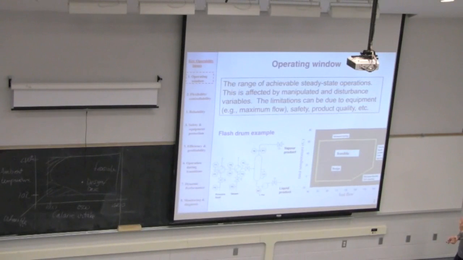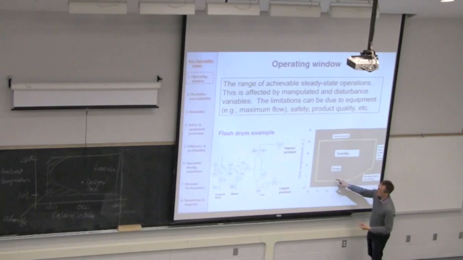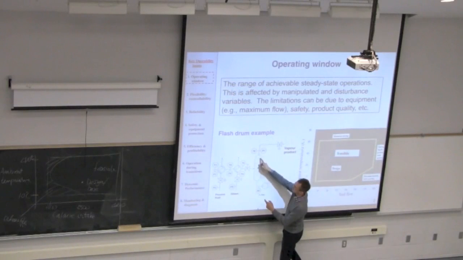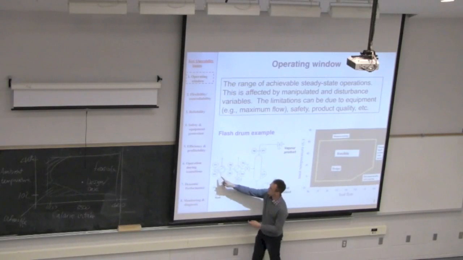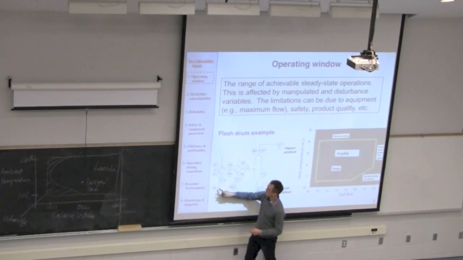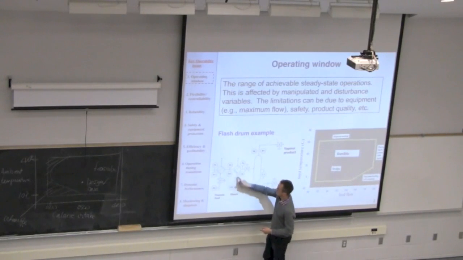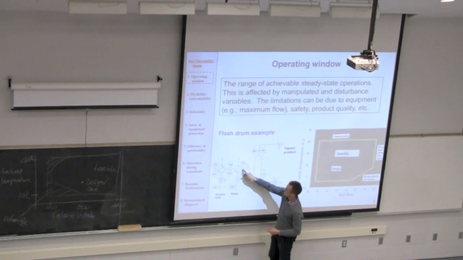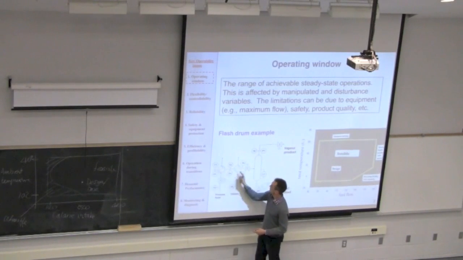And what we're going to plot on the vertical and horizontal axes are things like disturbances or changes to our process. So let's take a look. Here's my flash drum. We've seen this example before, and I'm feeding it over here. I feed it at a certain temperature, T1. I heat it up with a process stream, and with some steam. Then I get a temperature T5 that's greater than the inlet temperature T1.